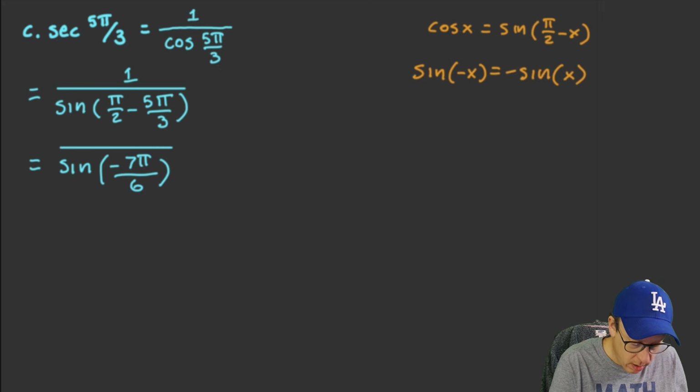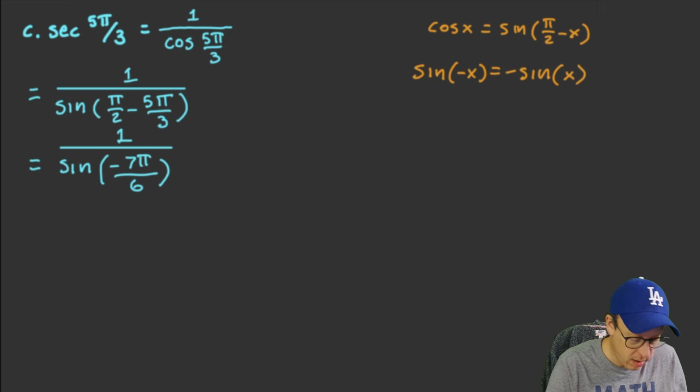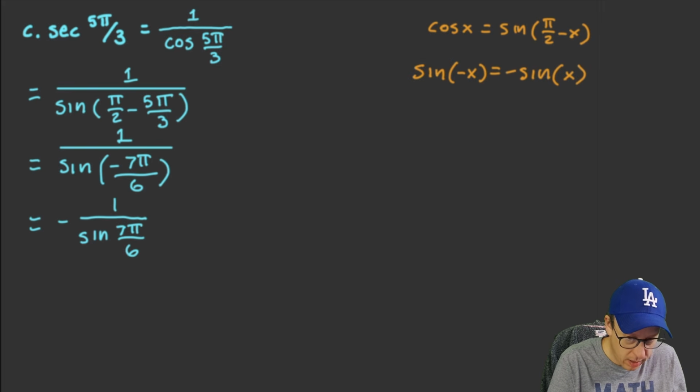Over 1 like this. And so this is going to end up being equal to negative sine of 7 pi over 6 over 1, or under 1. And if we go and make this calculation, this is going to be equal to negative 1 over 2 over 1, which is going to end up being equal to 2.